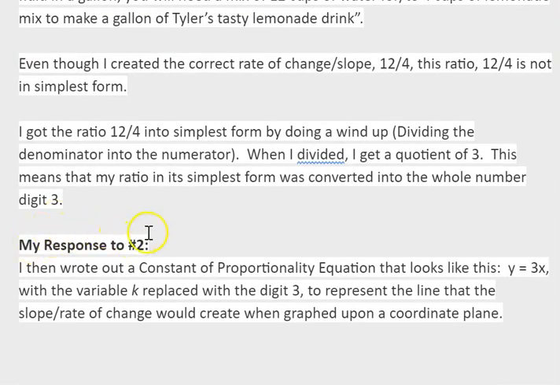My response to number 2, remember, this is an expert response here. I then wrote out a constant of proportionality equation that looks like this. Y equals 3 times x. All right, with the variable k replaced with the digit 3 to represent the line that the slope, the rate of change, would create when graphed upon a coordinate plane.